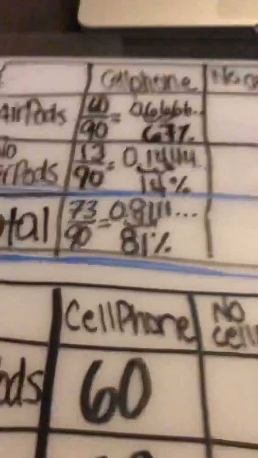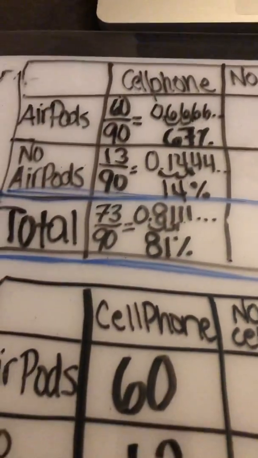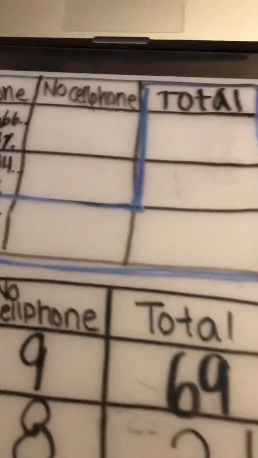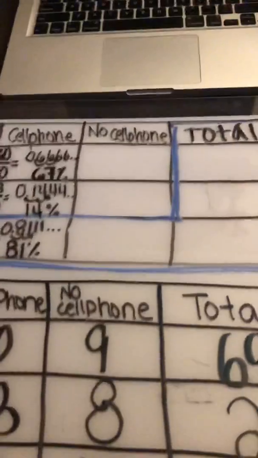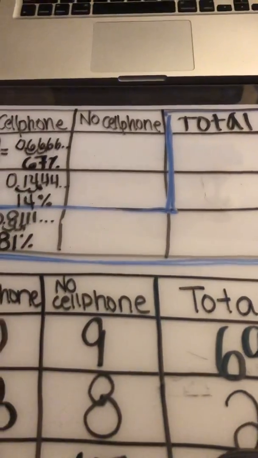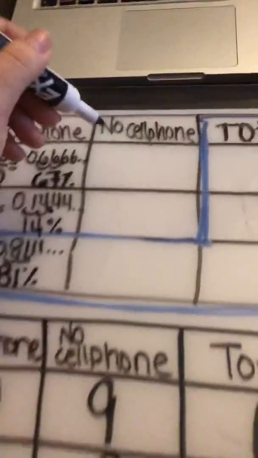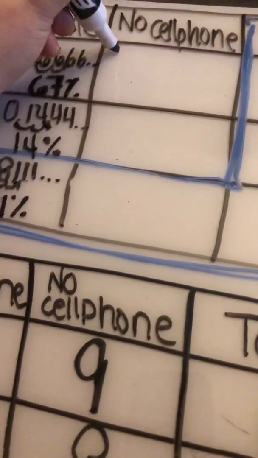67 plus, what was it? 14. It equals 81. So we are correct with that column. Okay, and then you keep doing that for the rest of the table. So I'm going to do it. If you guys want to fast forward till I get to the end of this, you can. But I'm going to keep going for those of you that are following along.